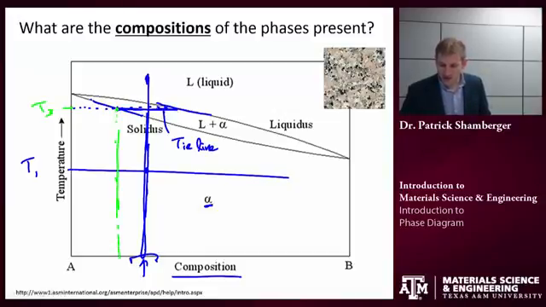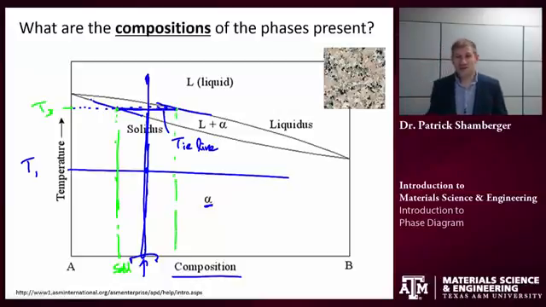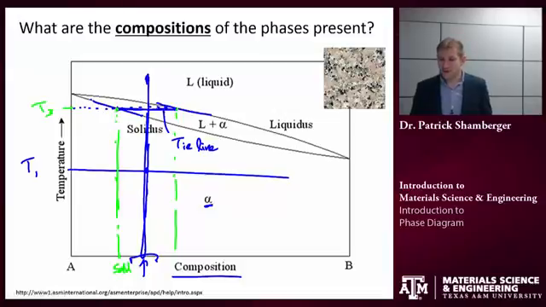So the tie line intersects the solidus over here. So the composition of the solid is given by this value. The tie line intersects the liquidus over here. The composition of the liquid is given by this value.